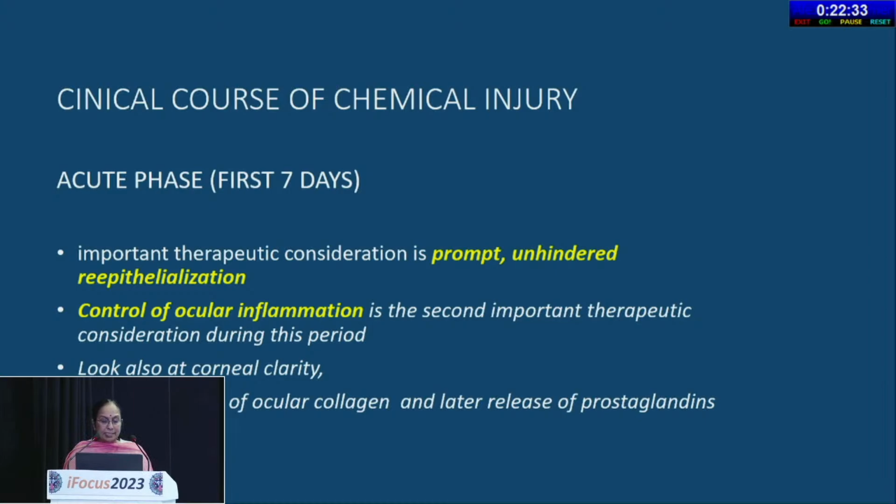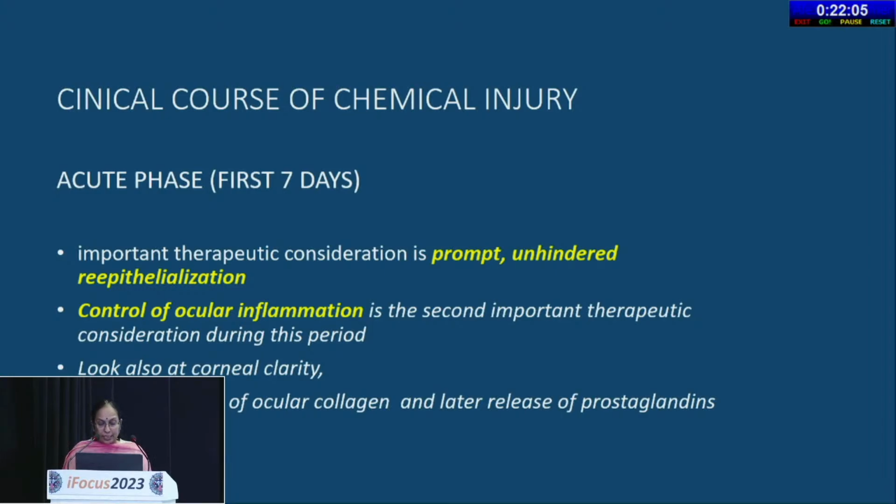The acute phase in the first 7 days, you want to re-epithelialize. It doesn't matter if it's corneal epithelium, conjunctival epithelium, or what epithelium, but there should be an epithelium. Otherwise, the underlying stroma will melt. Control of ocular inflammation is the second most important therapeutic consideration. Also, look at the corneal clarity, the intraocular pressure. You may not be able to check it with NCT or something, so digital pressure or Tonopen might be useful.